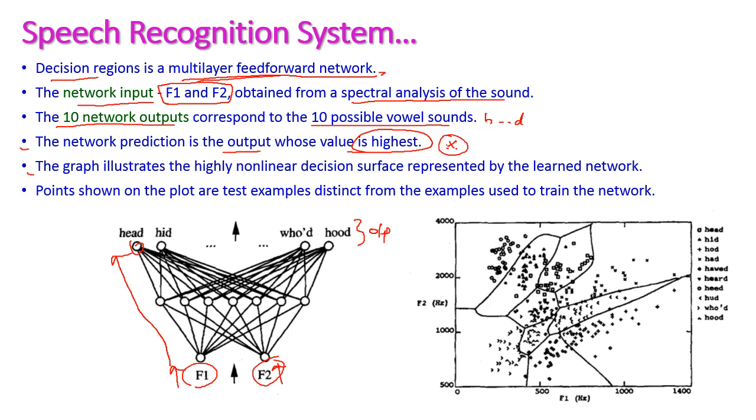The graph illustrated here shows the highly non-linear decision surface represented by the learned network. So there is no linear classification here. The classification is very high because these are non-linear decision surfaces, and the points shown in the plots are test examples distinct from the examples used to train the network. So we have taken a fixed training set to classify the data, right?